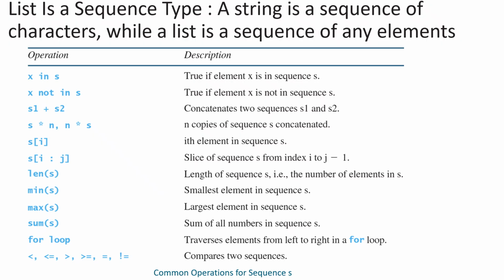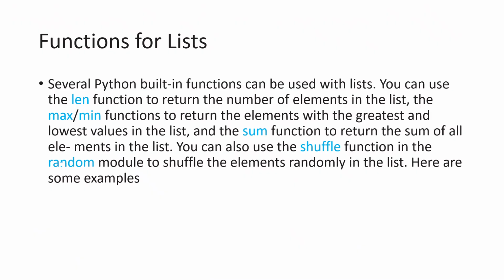sum(s) is the sum of all elements in sequence s. A for loop traverses elements from left to right. And for comparison of any two sequences, we can use the comparison operators like less than or equal to, greater than or equal to, and not equal to.